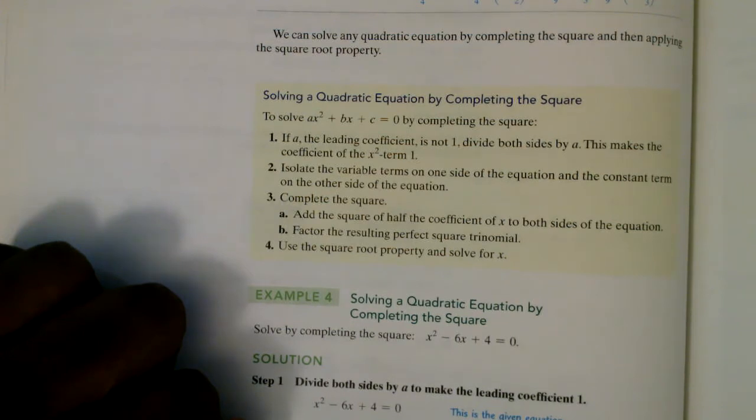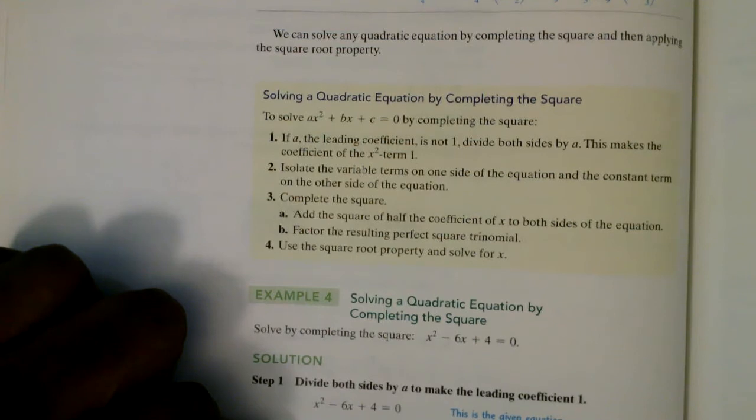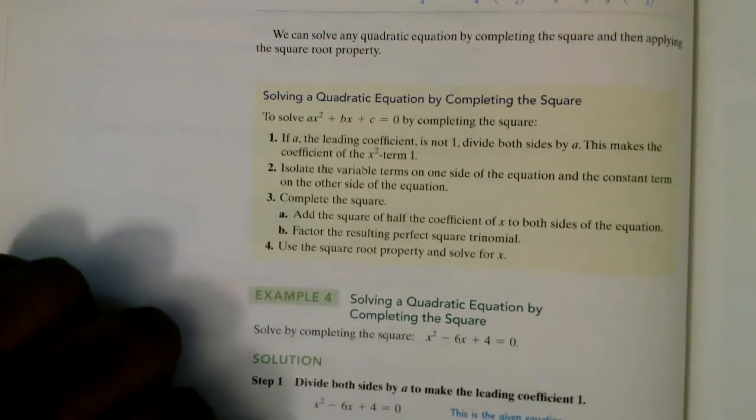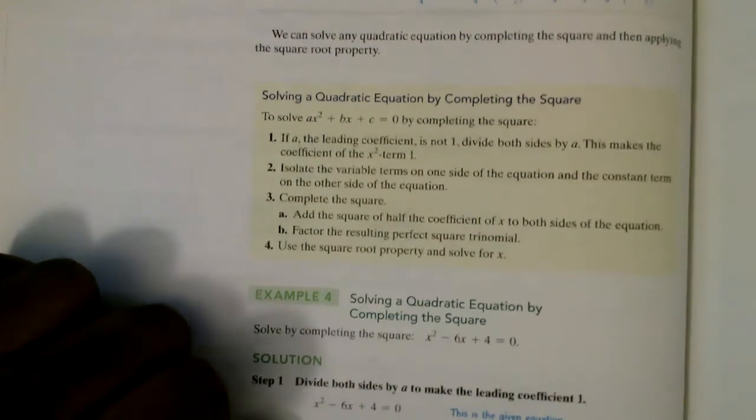And step number 2 is to isolate the variable terms on one side of the equation and the constant term on the other side of the equation. And then number 3, complete the square by adding the square of 1/2 of the coefficient of x to both sides of the equation. And then you're going to factor the resulting perfect square trinomial. And then step number 4 is use the square root property and solve for x. Okay, that's the procedure. Now, if you want to, you can pause this video and write down that procedure.